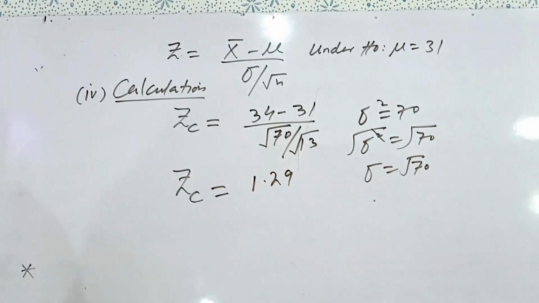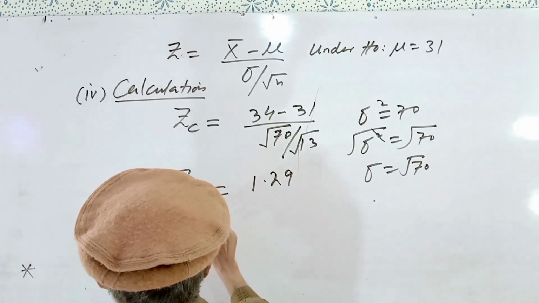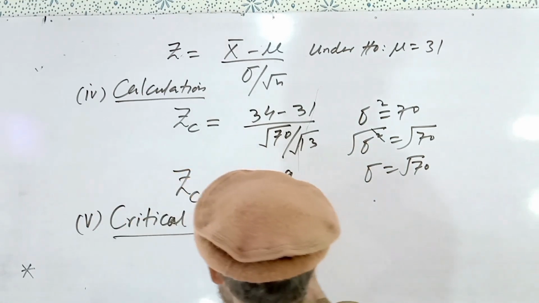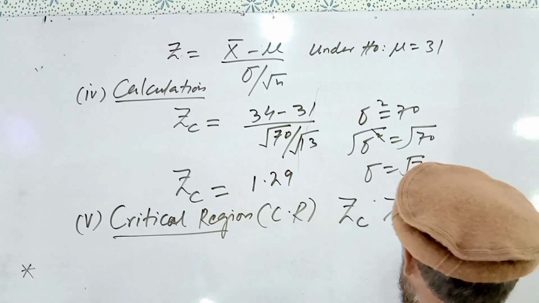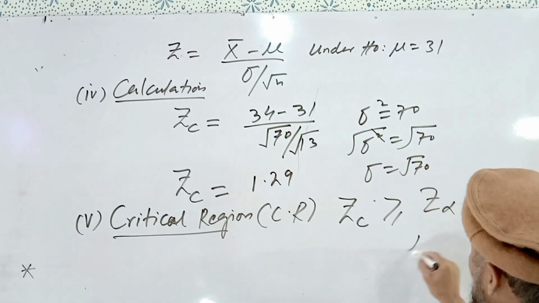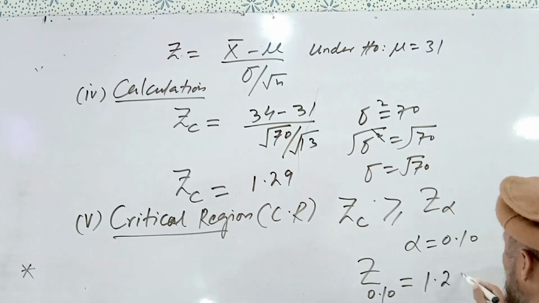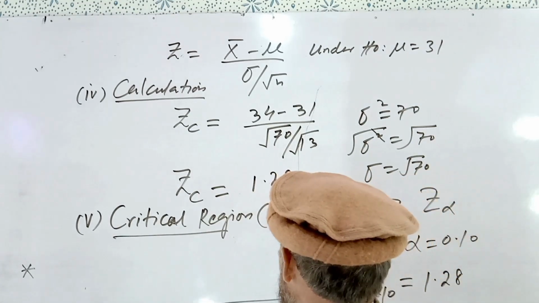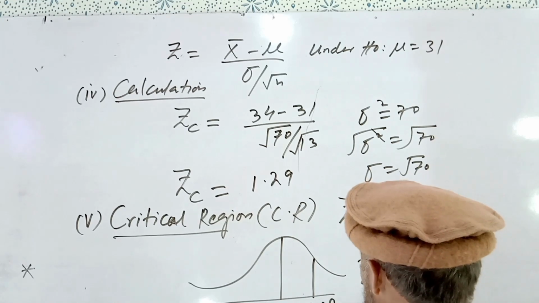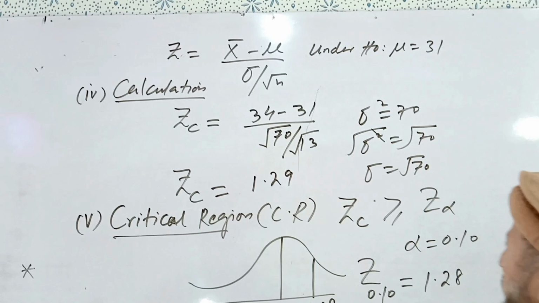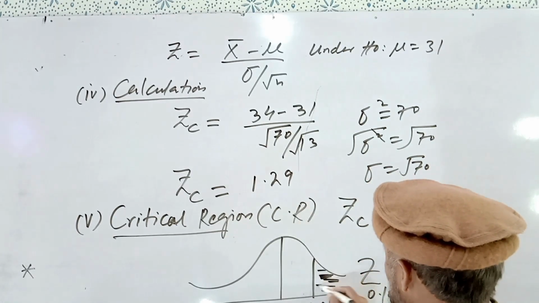ZC is 1.29, the Z calculation. The next step is the critical region. Here it is a one-sided test, so we use ZC greater than Z alpha. Alpha is given as 0.10. If we look at the standardized normal table, we get 1.28. So the critical region is 1.28, that is Z alpha, on the right side. ZC falls in the rejection region.